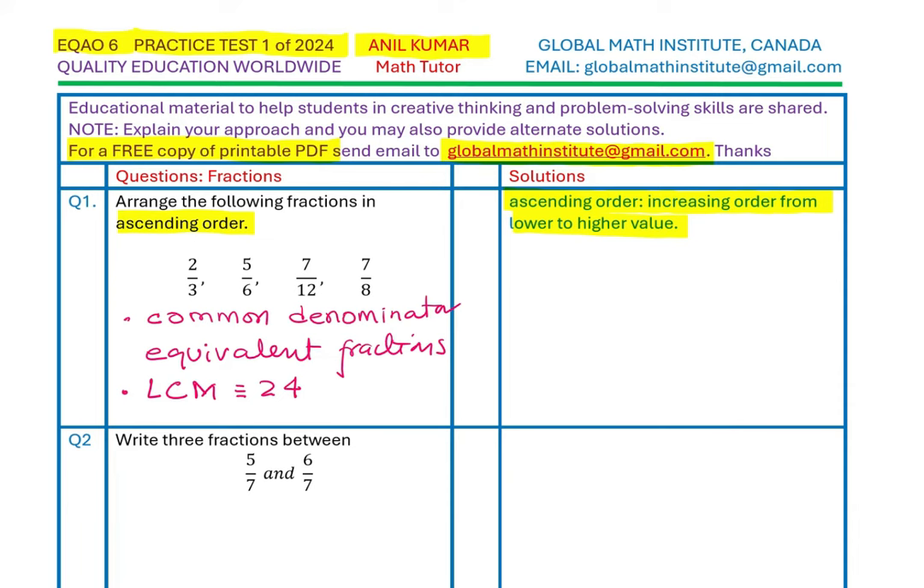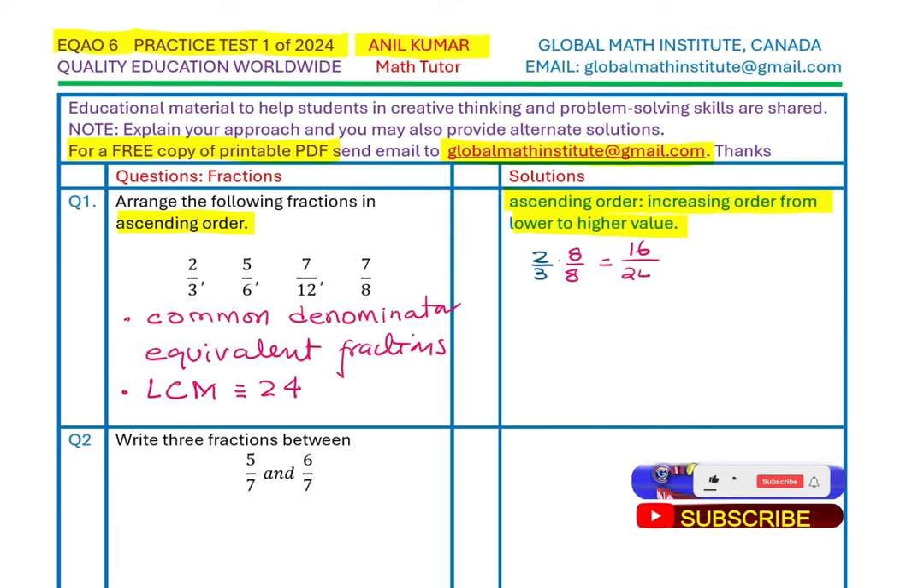Since 24 is the common multiple of all of them and the lowest out of those, the idea is to write all these fractions with denominator 24 and then we can easily rearrange them. So let's do it. We are given 2 by 3. To make it 24 in the denominator, what should I do? I should multiply by 8 and also divide by 8. So I get 16 by 24, correct?